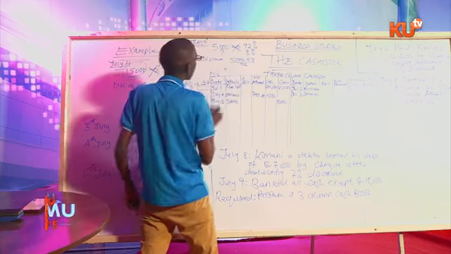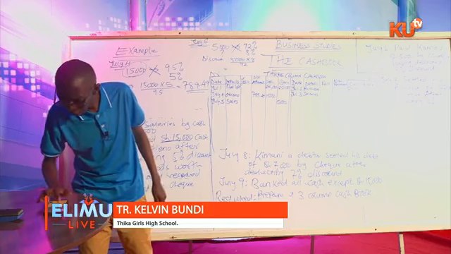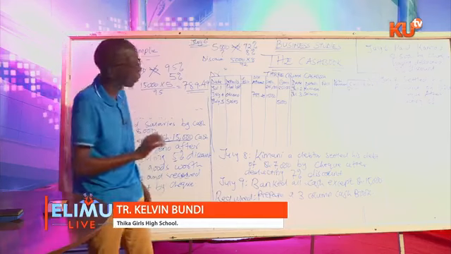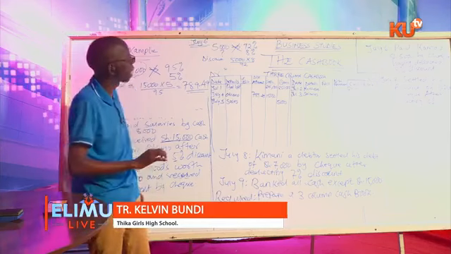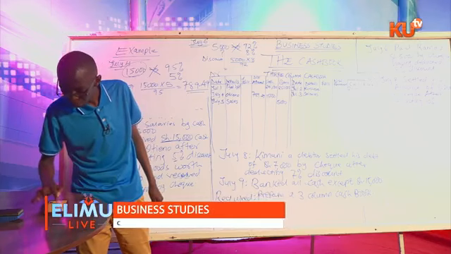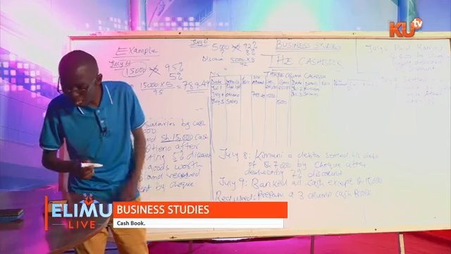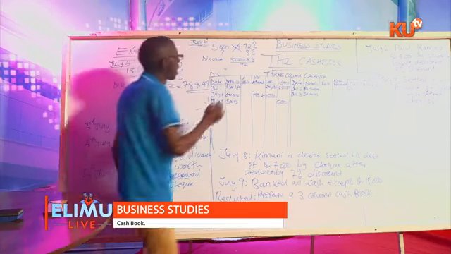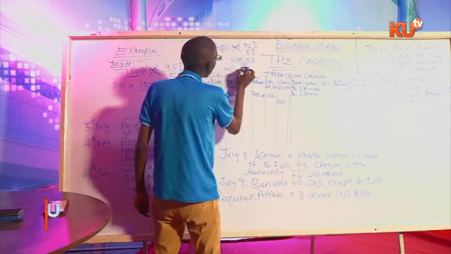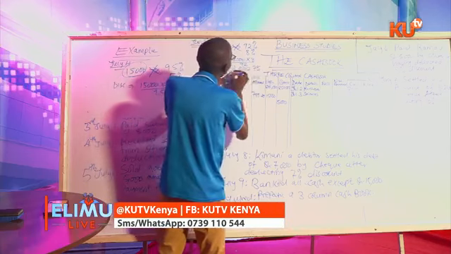So the discount there will be, I know you have your calculators at home. Let me assist you. 5,000 times 8 divided by 92. 434.78. This is the discount.